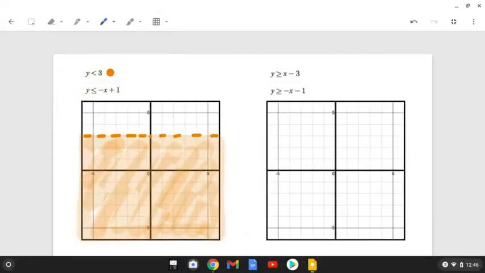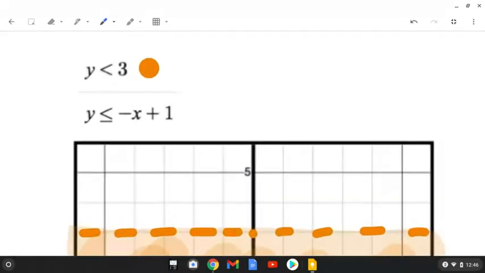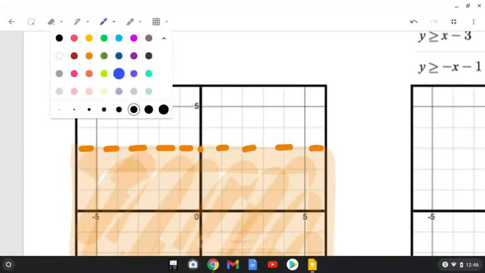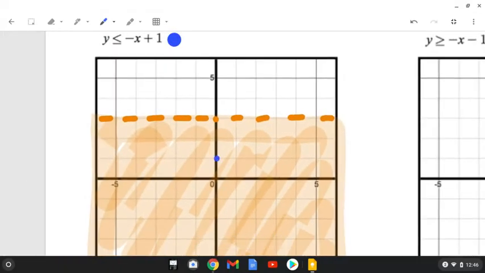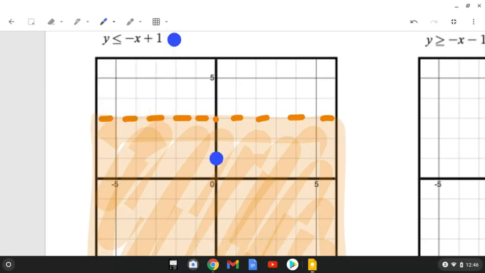All right, so we've got orange. Let's go with some blue. Let's bring some New York Knicks up in here. So we've got now y is less than or equal to negative x plus 1. Well, we know the first spot we need to go is that plus 1. So my plus 1 on the y-axis is right here. And now I need to make sure that I use my slope. Now I've got a negative in front of the x.